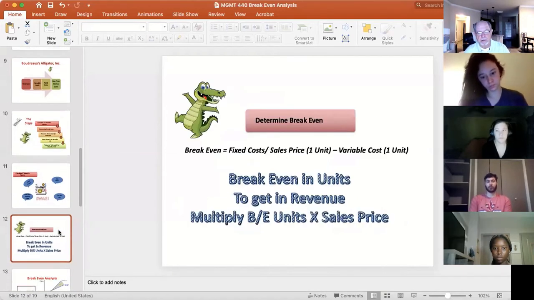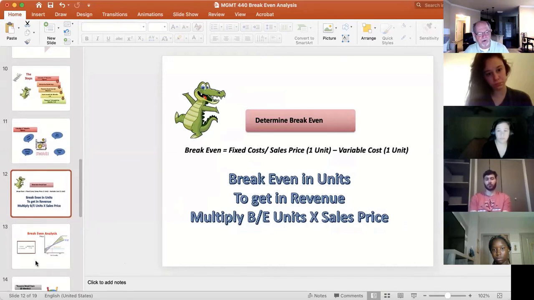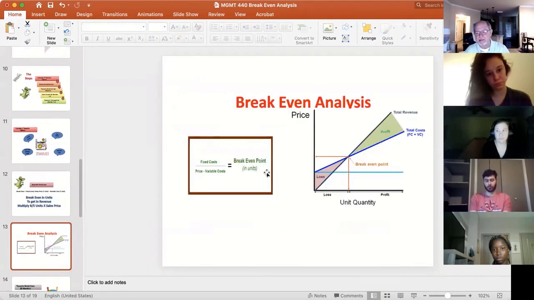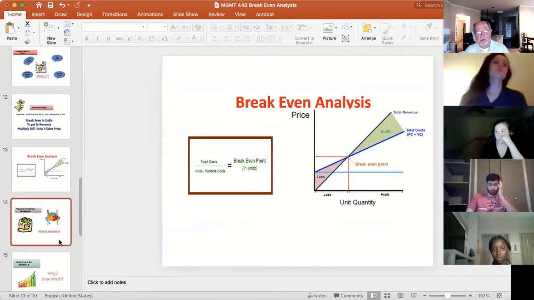So we want break even in units, and we want revenue, to get how many alligators we catch before we cover our costs. Or what's our dollar amount of revenue we have to have? So once again, we're back to this break even. How many alligators does he have to catch and sell to get to that break even point? And that's what Boudreaux wants to know.